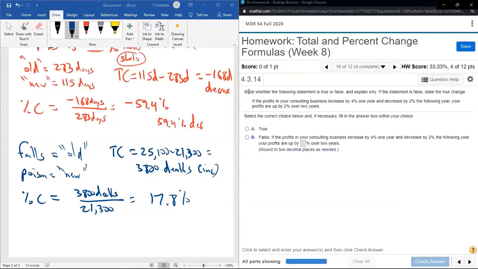All right, another problem that I alluded to in the notes of the regular class. State whether the following is true or false and explain why. If the statement is false, state the true change. If the profits in your consulting business increase by 4% one year and decrease by 2% the following year, your profits are up 2% over 2 years.